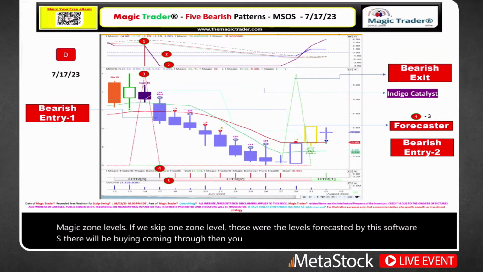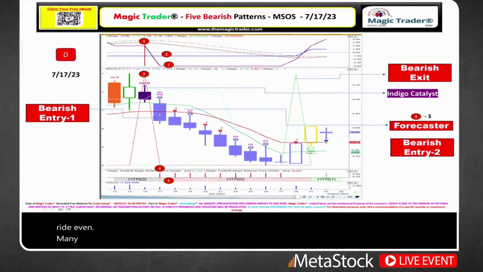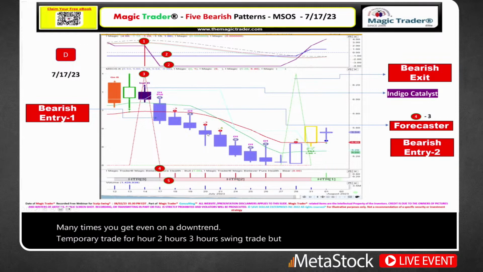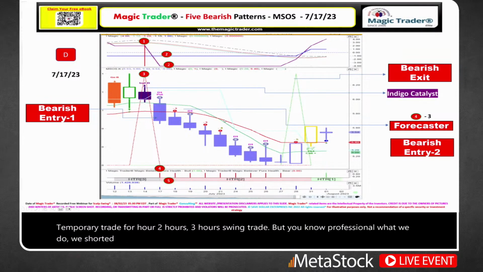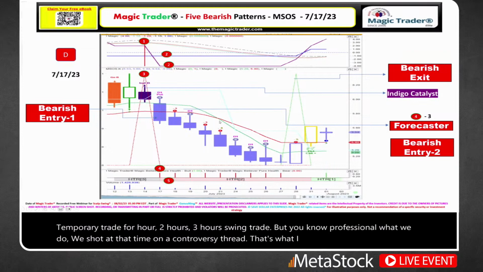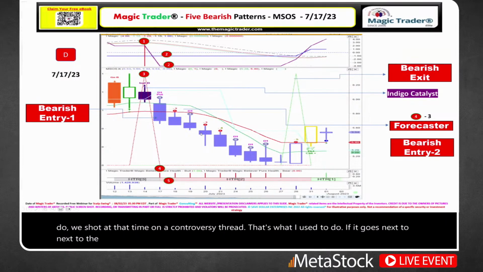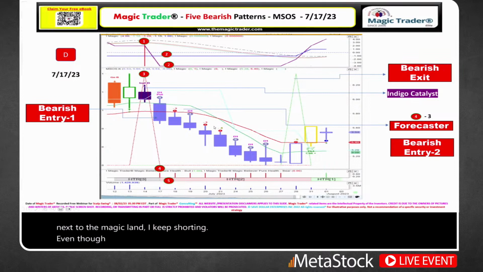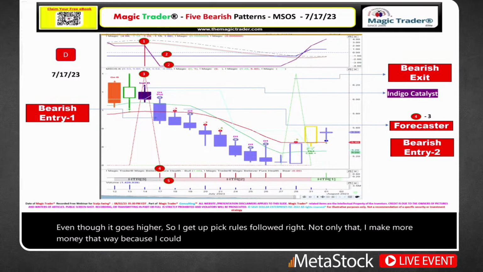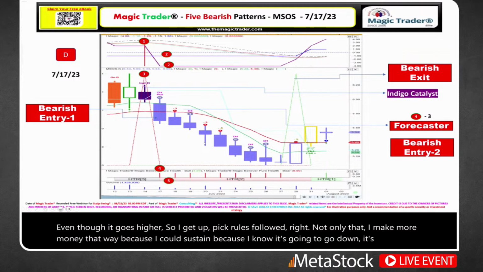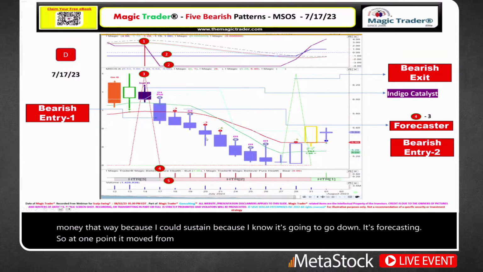Then you look at the software and you will get a small ride. Even many times you get, even on a downtrend, a temporary trade for an hour, 2 hours, 3 hours, a swing trade. But professionals, what we do, we short at that time on a contrarian trade. That's what I used to do. If it goes next to the magic line, I keep shorting, even though it goes higher. So I get a tick, rules followed, right? Not only that, I make more money that way because I could sustain, because I know it's going to go down. It's forecasting.